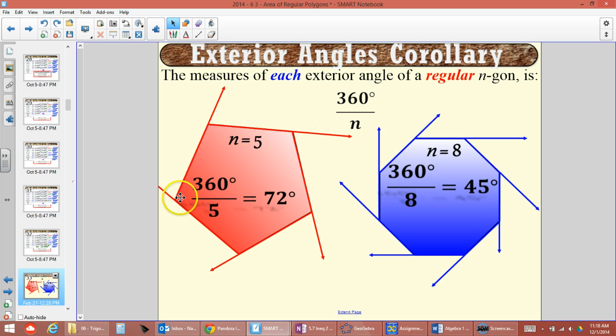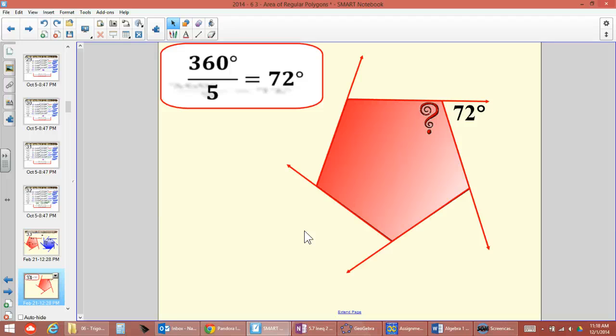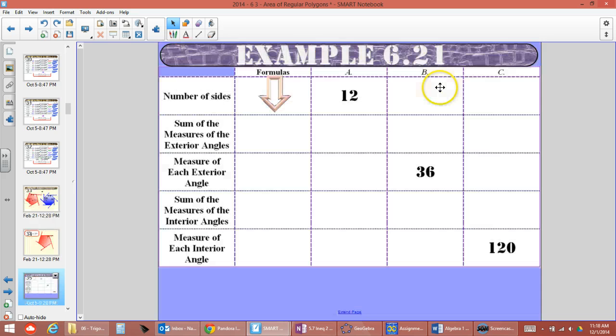Over here on this pentagon, it's got 5 sides. So we take 360 divided by 5 to get 72. That means the exterior angle right here is 72 degrees. Now, on this pentagon, if the exterior angle is 72, then the interior angle has to be a certain value as well. Since they form a linear pair, we can take 180 and subtract 72 to find the value. It's very important that we discuss this right here.